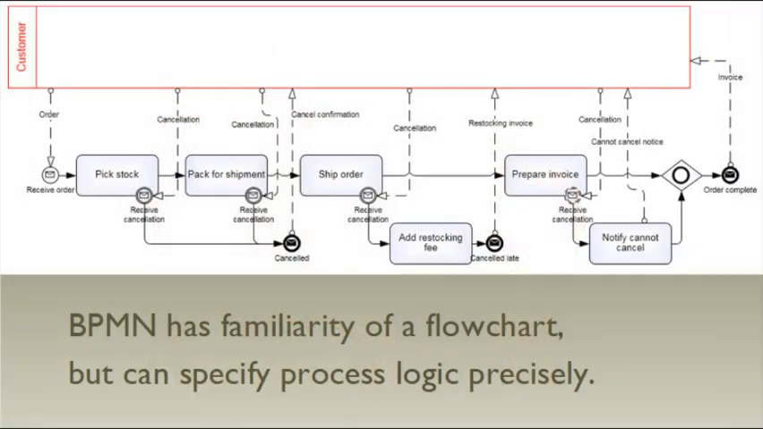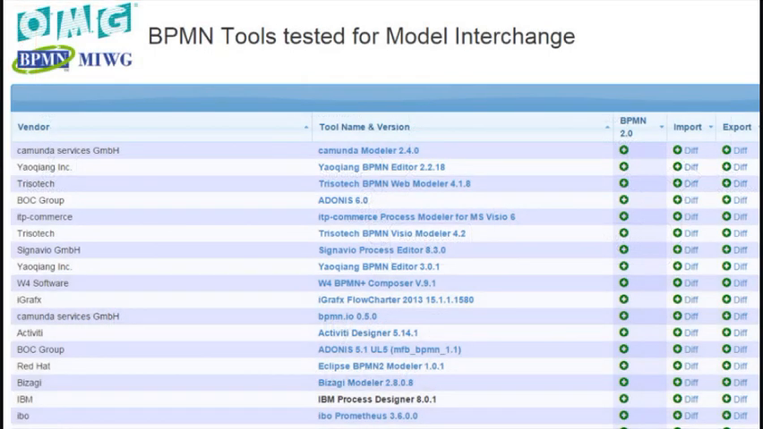BPMN is the standard for diagramming business process logic. It looks like a flowchart, so it's familiar to business, but it adds symbols and line styles to capture the precision required by IT. BPMN's meaning does not depend on the tool or the modeler's own imagination. It's based on a specification. You can interchange models between tools with no loss of fidelity, so business and IT aren't forced to use the same tool.